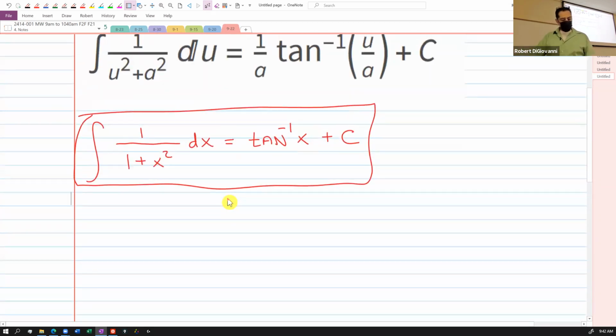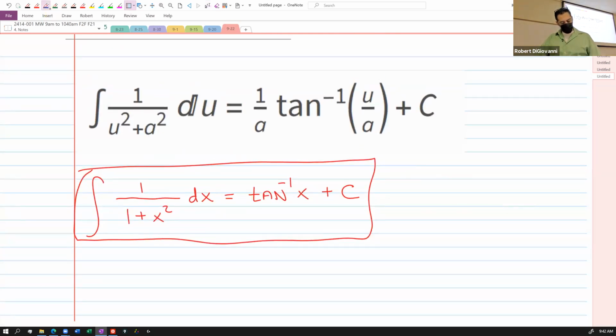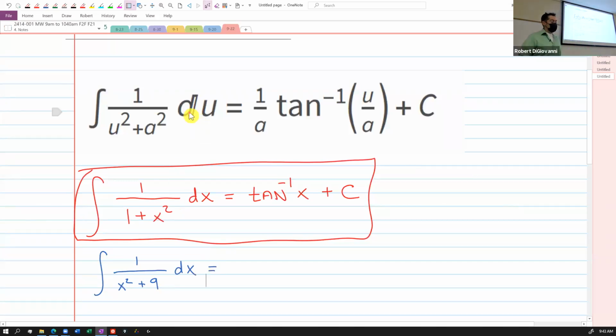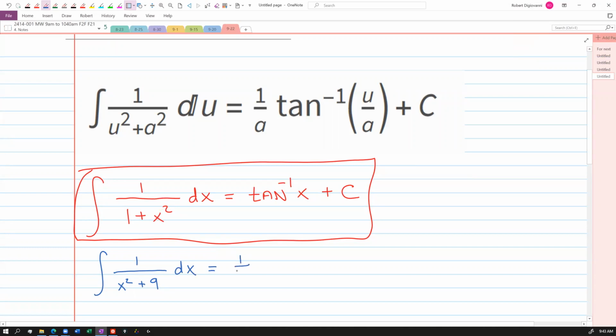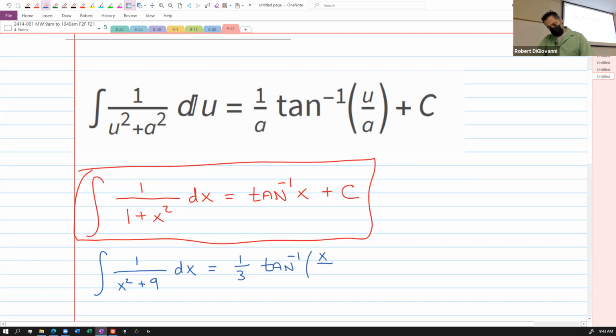So as an example below this, let's just make sure we know how to use a formula. If I have integral 1 over, let's say, x squared plus 9 dx, we should be able to say, oh, that's just this formula, right? U is x, a is 3. So this should just be 1/3 inverse tangent of x over 3 plus c. Done, move on, nothing else to worry about.